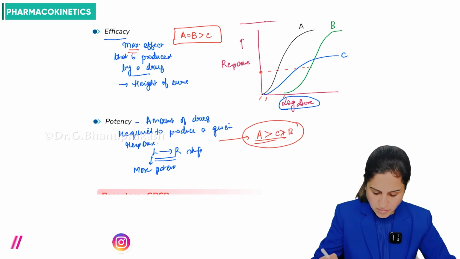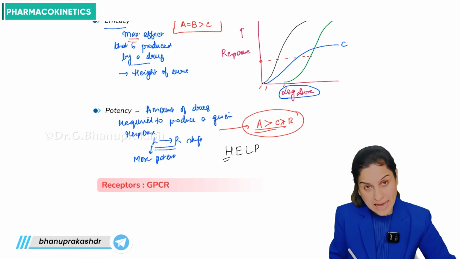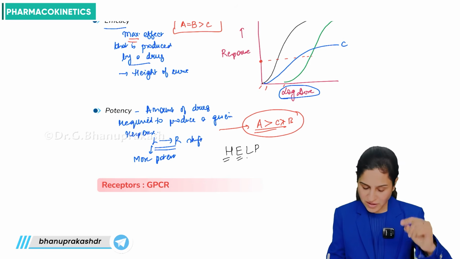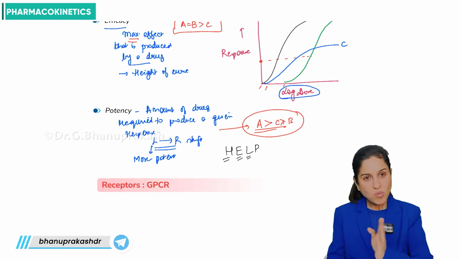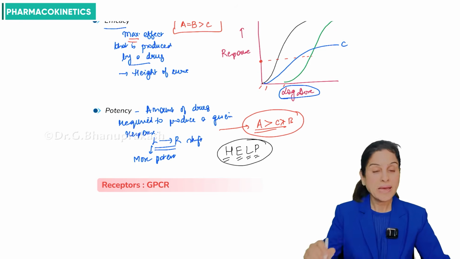So a simple mnemonic to remember is HELP, H-E-L-P. H is height. Height stands for efficacy. So the more the height, the more the efficacy. L is left. The more towards the left, the more potent the drug. So remember this HELP mnemonic.